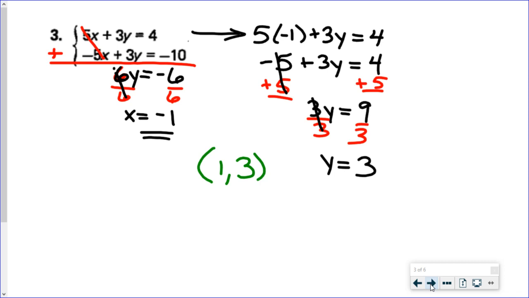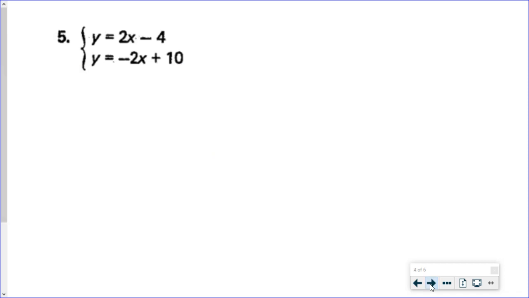Okay, let's look at another one. Now this looks a little different, but again, are my y's lined up? Are my equal signs lined up? Are my x's lined up? And my constants? Yes, they are, so I'm good to go. So again, and don't forget, a minus, you might want to put plus the opposite. So y plus y is 2y, if you need to think about that.